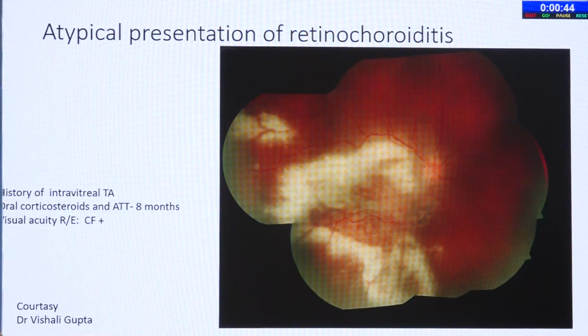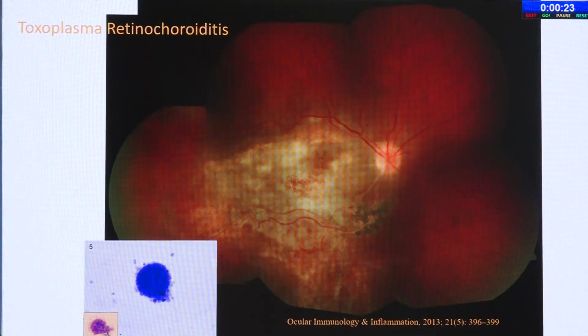This is another patient of Dr. Vishali. I've taken these slides from her. Who had an atypical presentation of a retinochoroiditis lesion. You see the extensive lesion. And the patient had been treated with intravitreal triamcinolone somewhere else, treated with oral corticosteroids and antitubercular therapy for 8 months and not having any response. And the patient finally was subjected to a diagnostic vitrectomy and came out to be a toxoplasma lesion, treated with antitoxoplasma treatment and with intravitreal clindamycin injections, beautifully showed a regression.